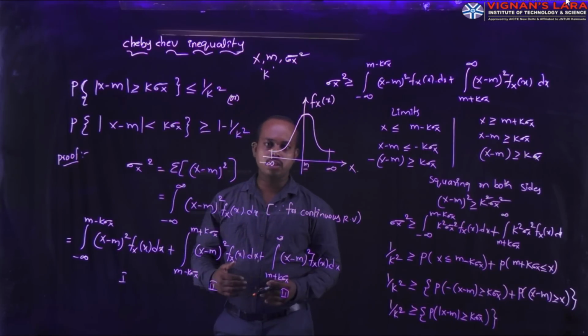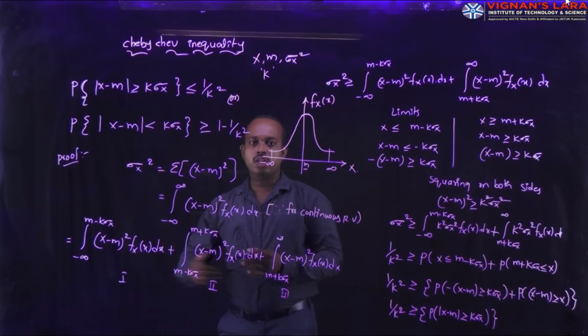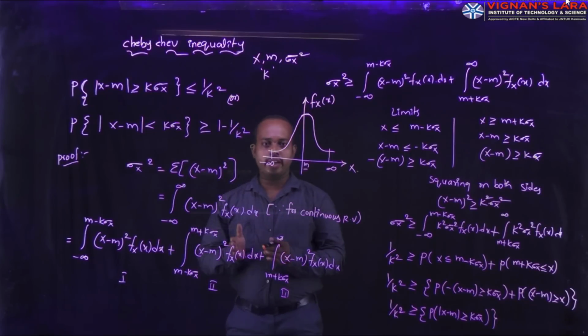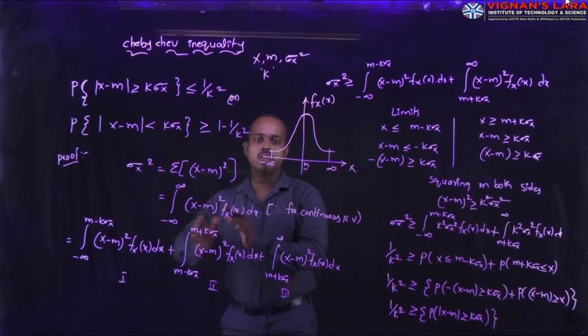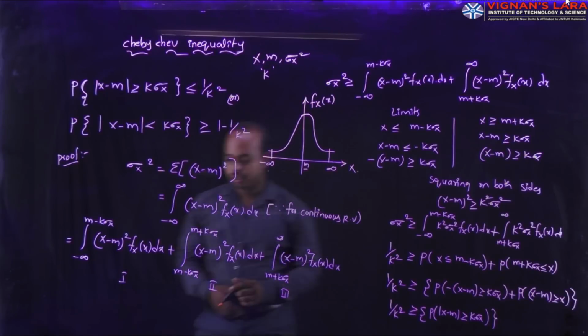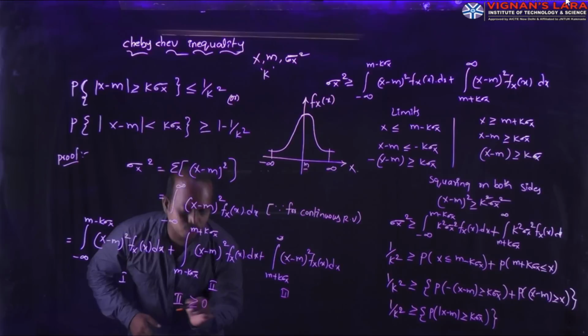The constant limits are m minus k into sigma x and m plus k into sigma x. When I consider the constant limits for any integration value, the value must be equal to 0 or more than 0. It has another basic property. Based on that condition, the second term is greater than or equal to 0.